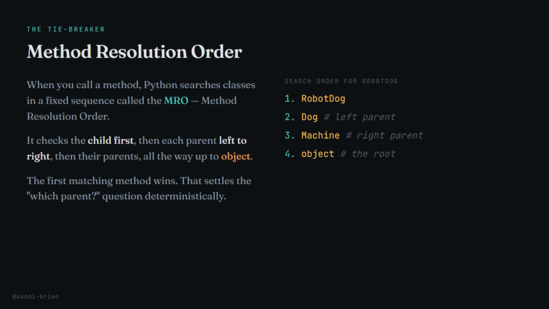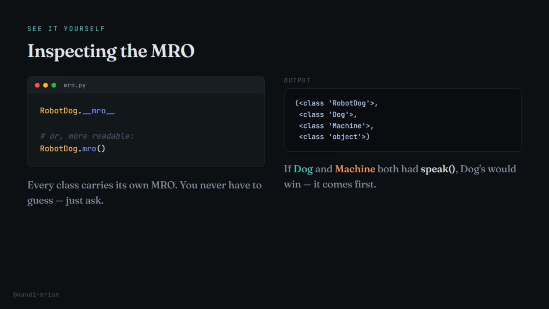And you never have to guess the order. You don't have to memorize it, because every class will tell you. You can read the __mro__ attribute, or call the mro() method for a cleaner list. For RobotDog, you get exactly the sequence we expected: RobotDog, Dog, Machine, object. So if both Dog and Machine had a speak method, Dog's would win, because Dog appears first in that list. The MRO makes it completely deterministic.